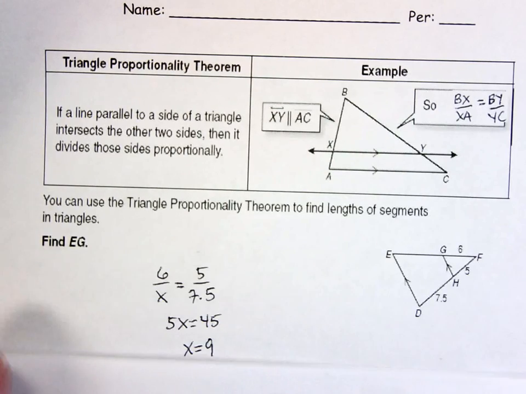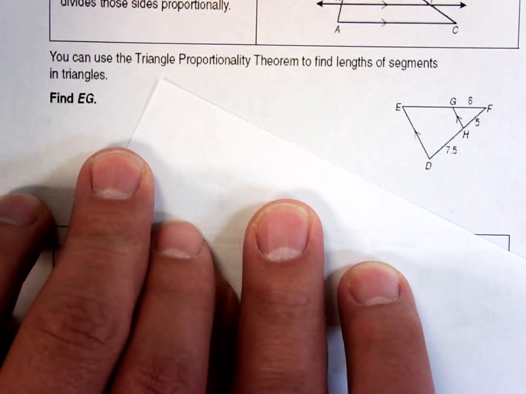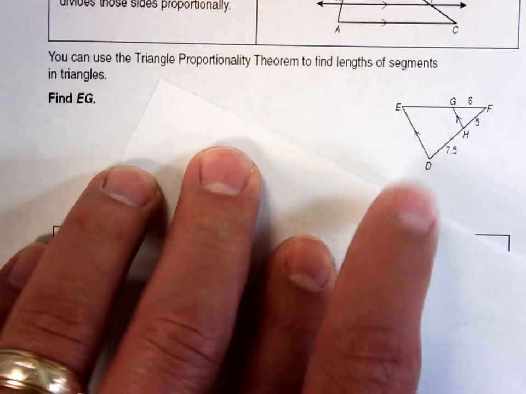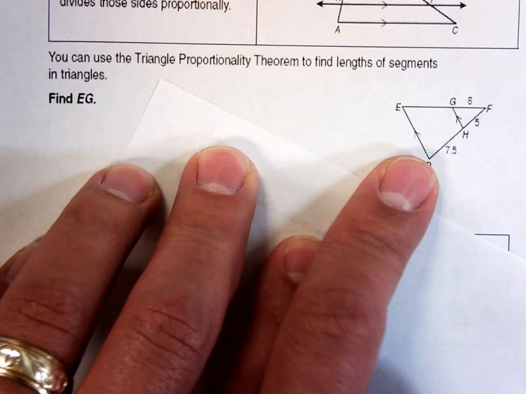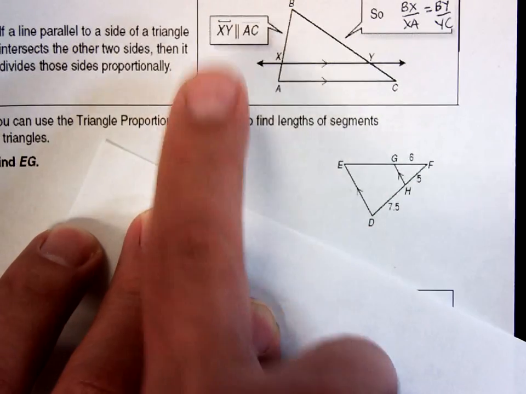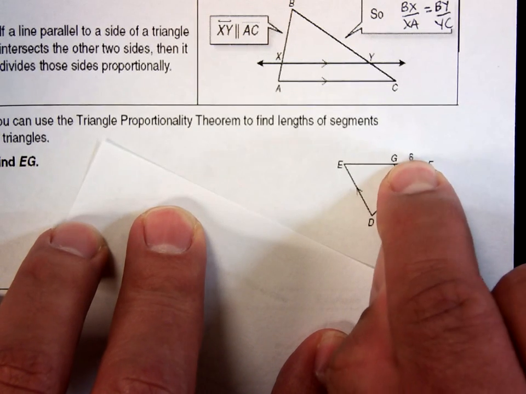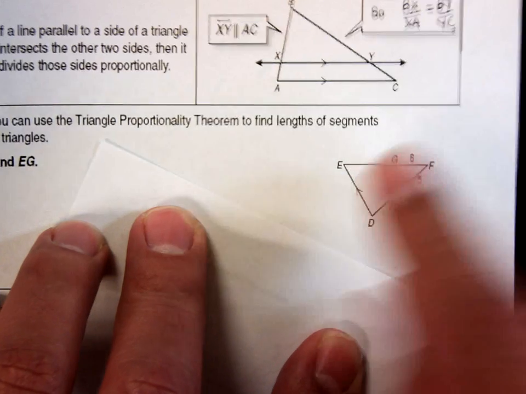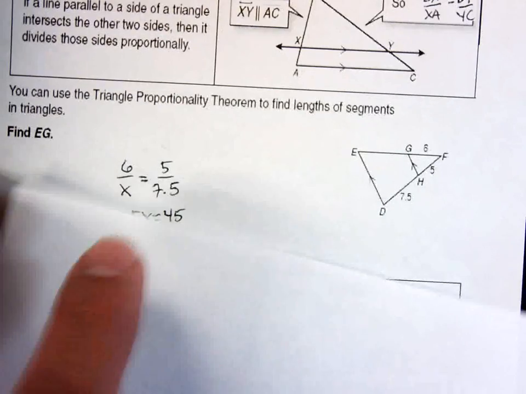Practice problem. I shouldn't have uncovered that yet. If you haven't already seen it, just think about what it's asking you to do. It's asking you to find EG, which is that length right there. The arrows show that GH is parallel to ED, so I can then use the triangle proportionality theorem. So I can take this piece, 6, over this piece, which I don't know, we can call that x, has to be equal to this length over this length, and that's all we're going to do.